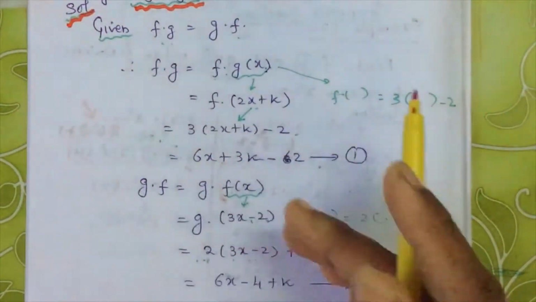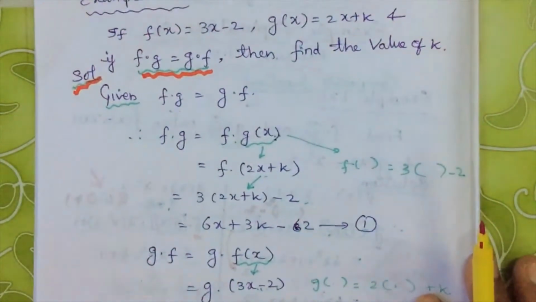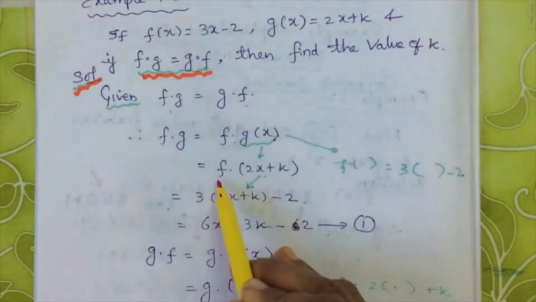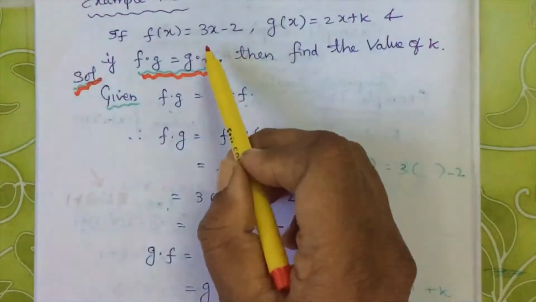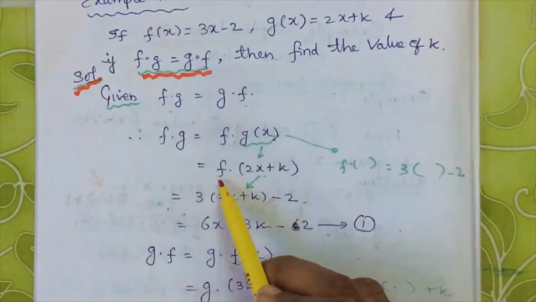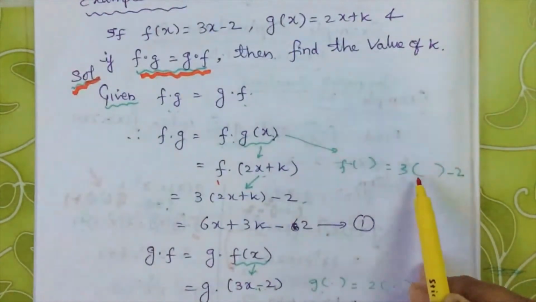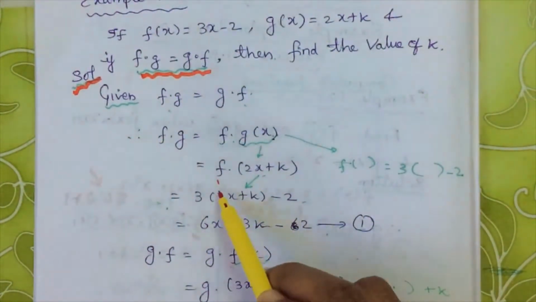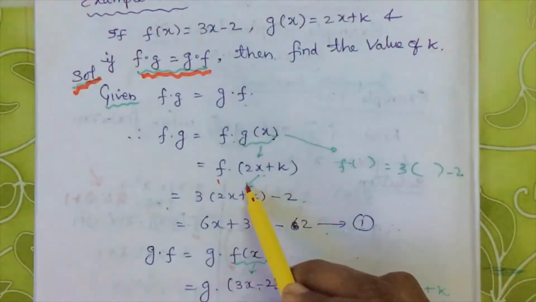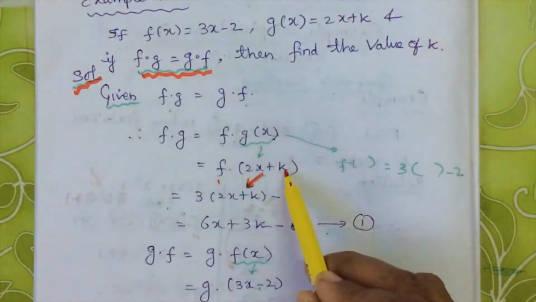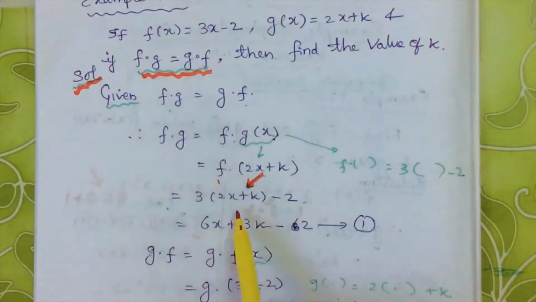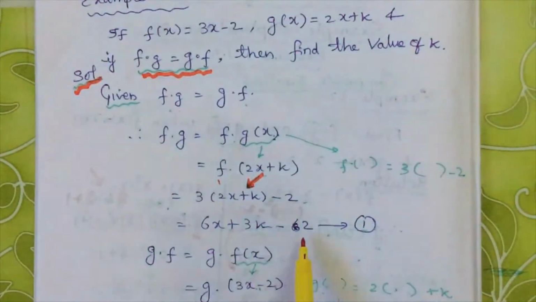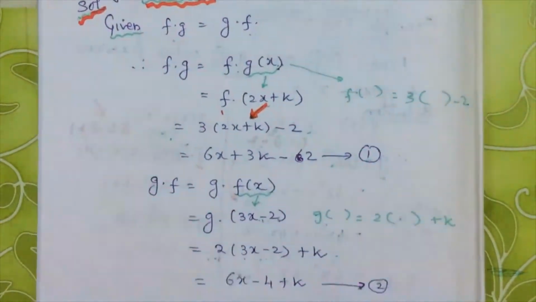After writing that, g of x is 2x plus k, write that. Then you see the function f. f is 3x minus 2. So how should you remember? Forget the x, first write 3 into something minus 2. Then, in the place of that something, replace that something with 2x plus k. So 3 into 2x plus k, minus 2. So you'll get 6x plus 3k minus 2. That is your first equation, right?